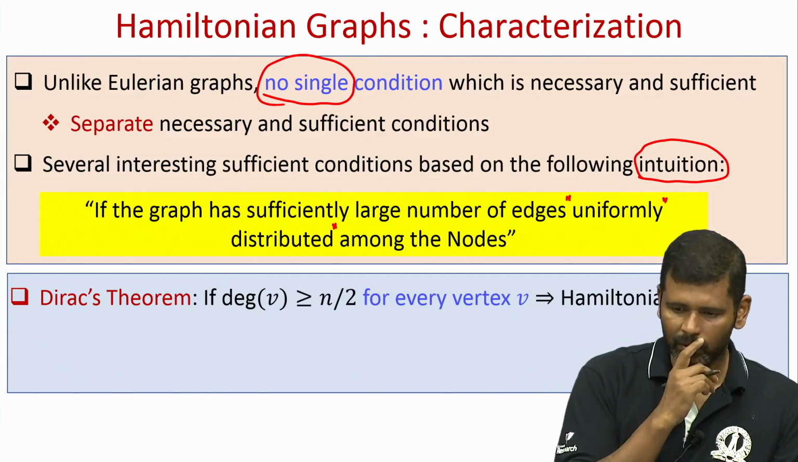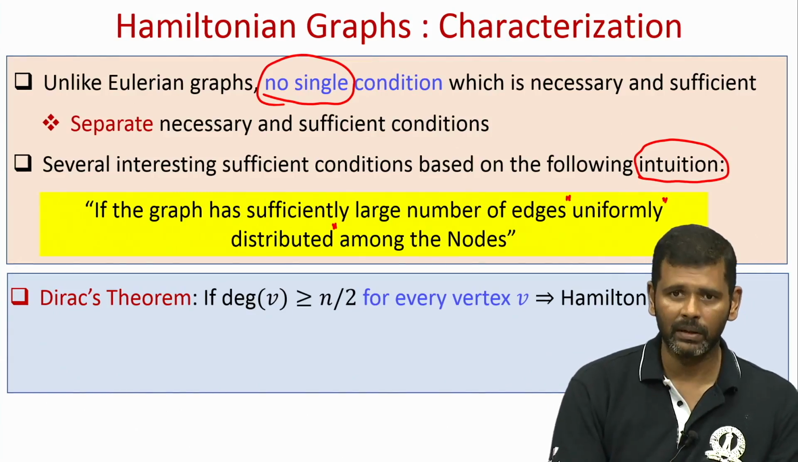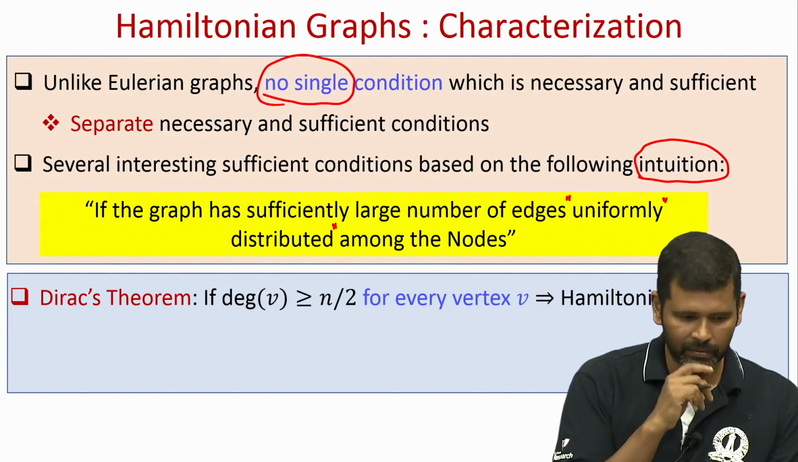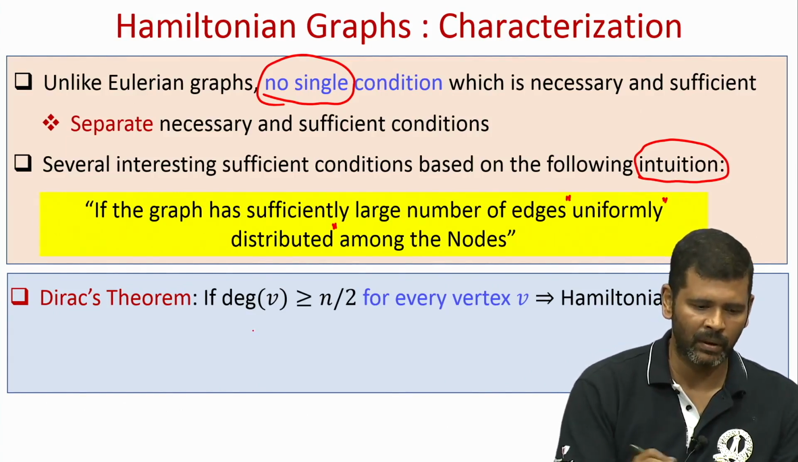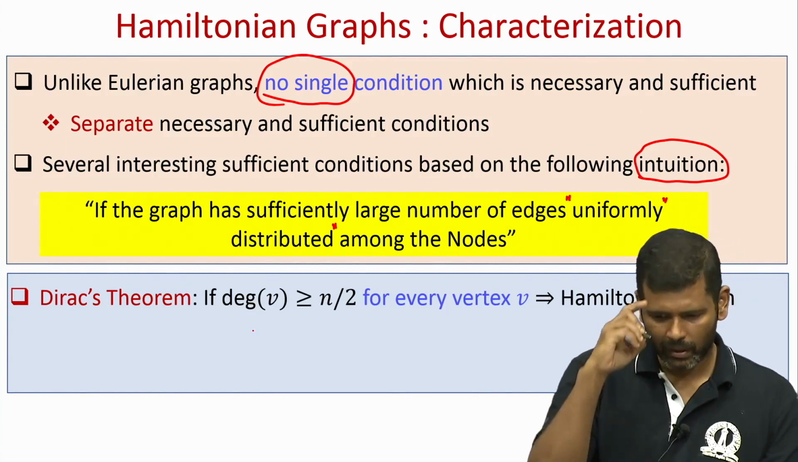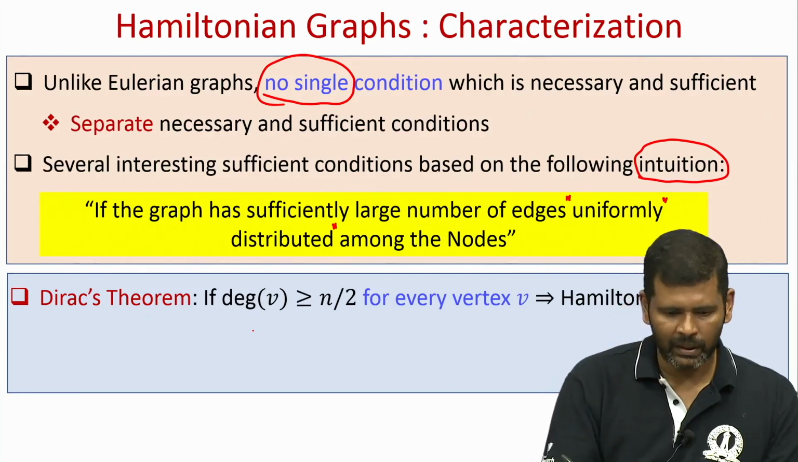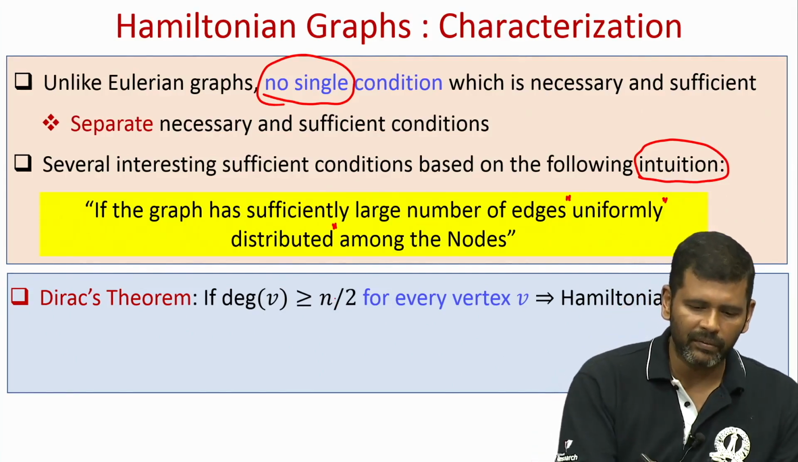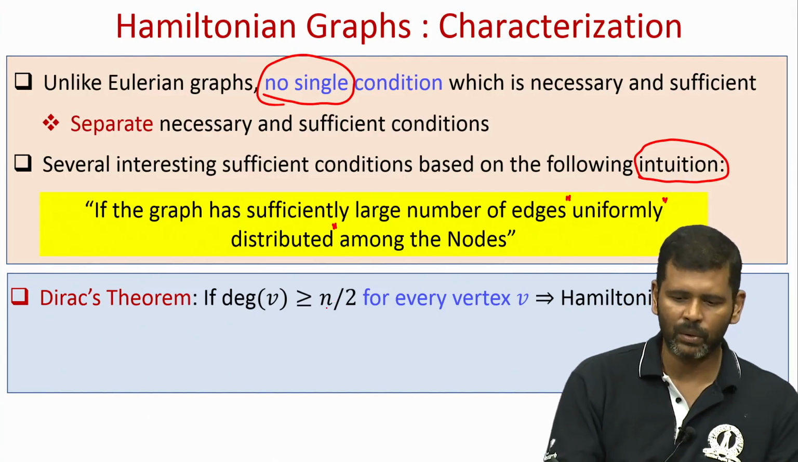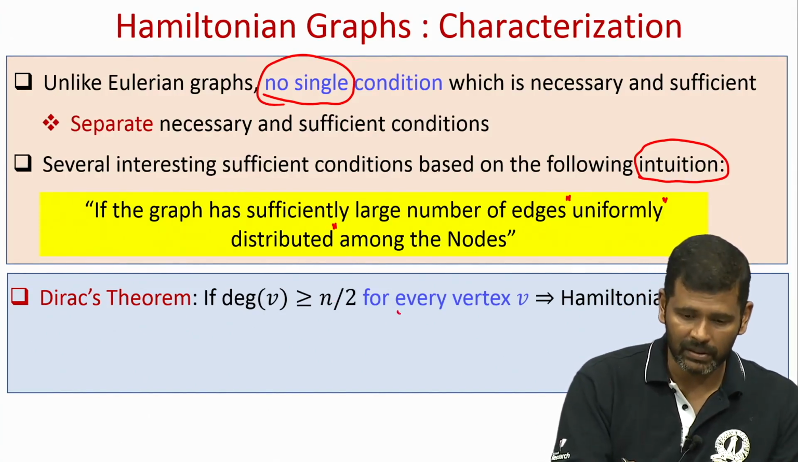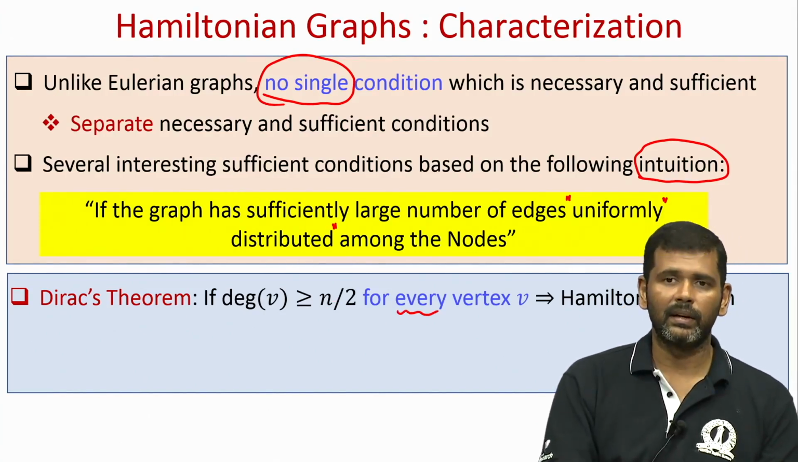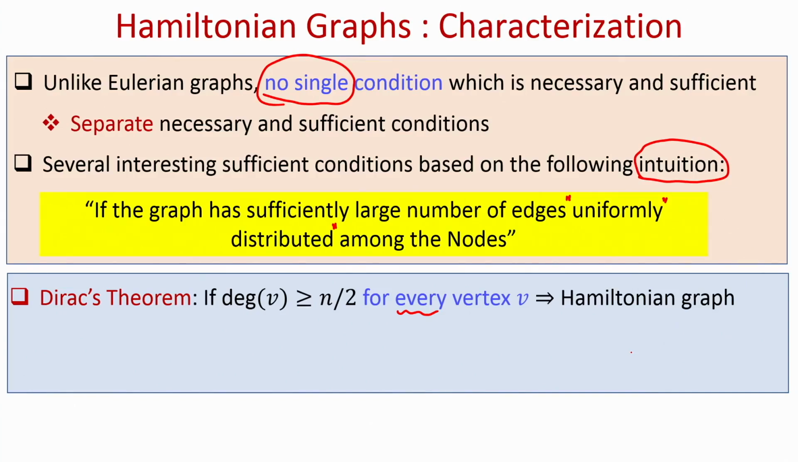So, let us see what we mean by uniformly distributed in two different contexts. The first sufficiency condition is what we call Dirac's theorem. It says that if you have a connected graph where the degree of every vertex is at least n over 2, and I stress, for every vertex, then it is guaranteed that your graph is Hamiltonian.